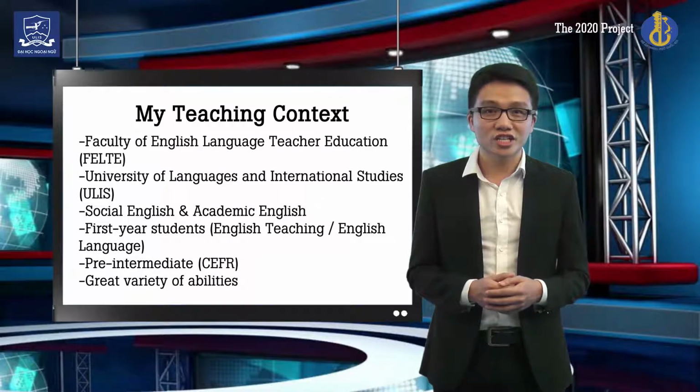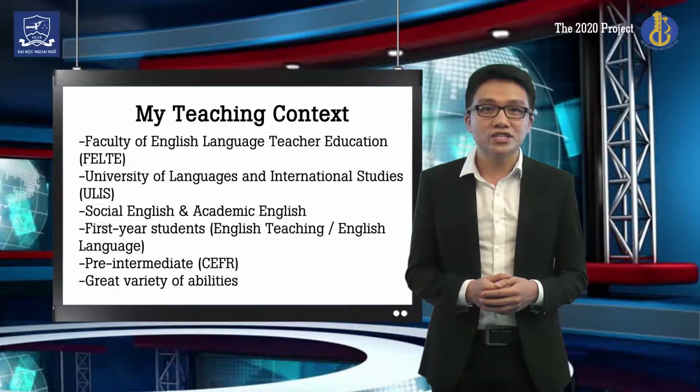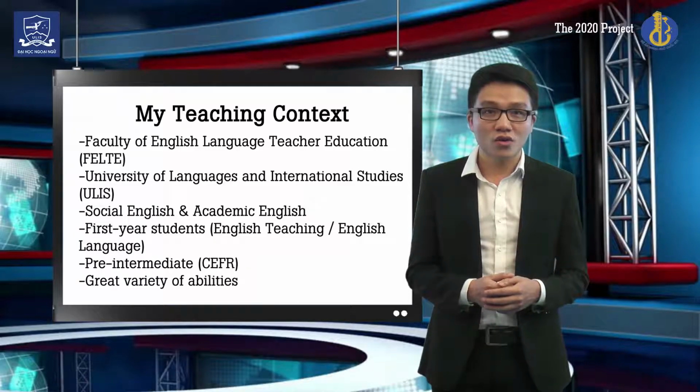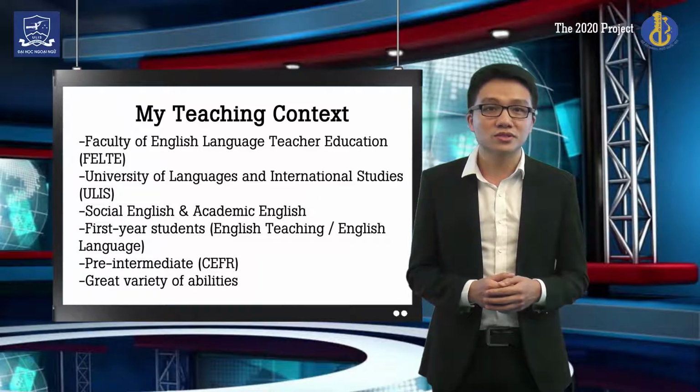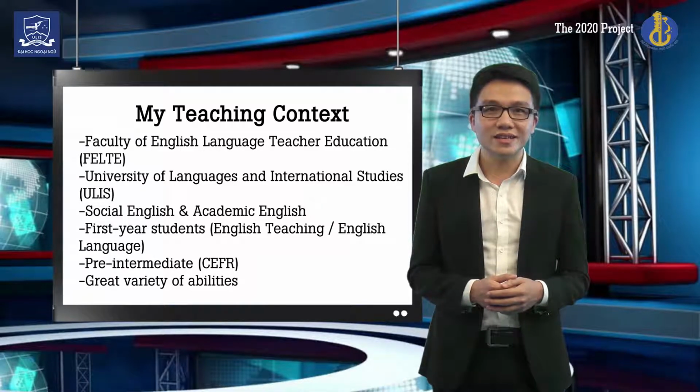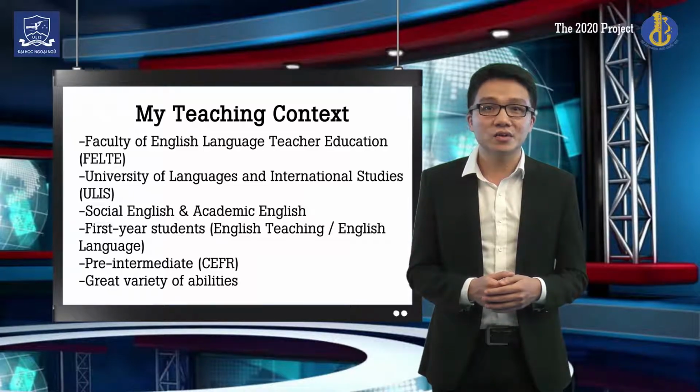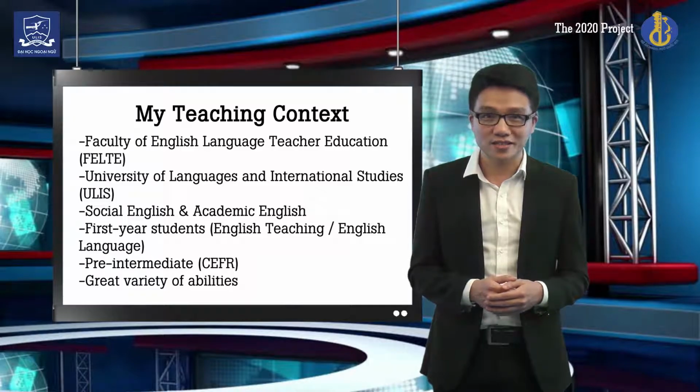My job involves teaching social English and academic English to first-year students who major in either English teaching or English language. The students who pursue these majors at my university are supposed to be around pre-intermediate level of English proficiency according to the CEFR. Having said that, we might expect to have some students who are much stronger and faster learners than their peers in many language skills, so they could be at levels higher than pre-intermediate.